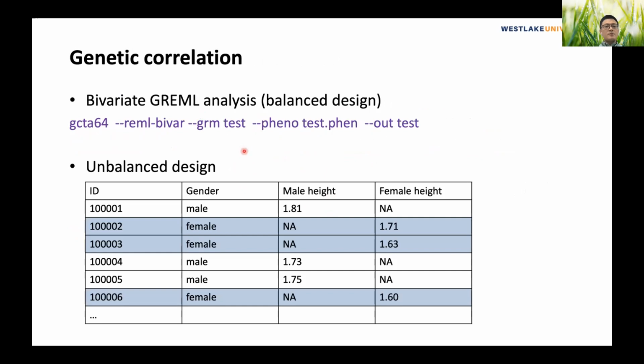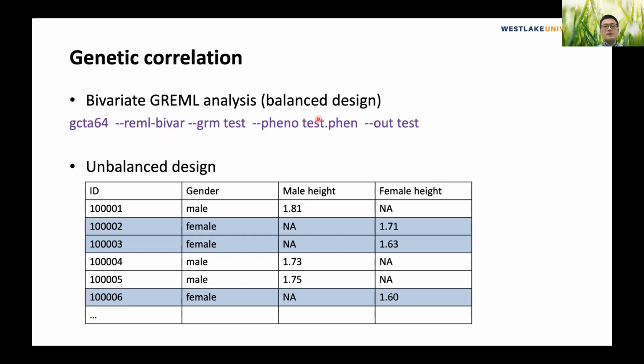We also provide you an option to do genetic correlation analysis, which essentially is a bivariate GREML analysis. So the command is actually very simple. You tell the program to run REML bivariate analysis with the input of GRM and the phenotype file.